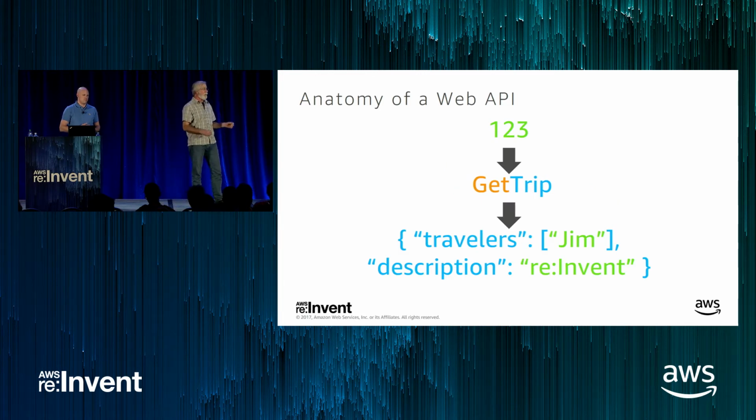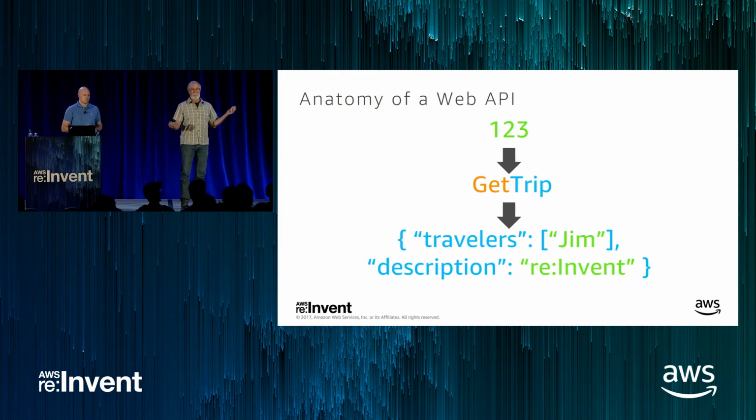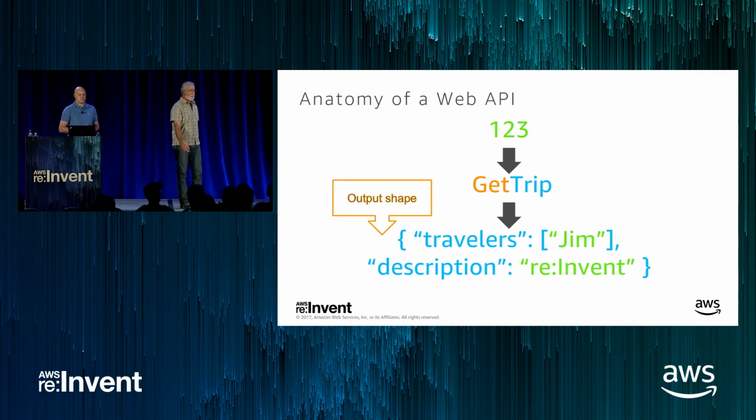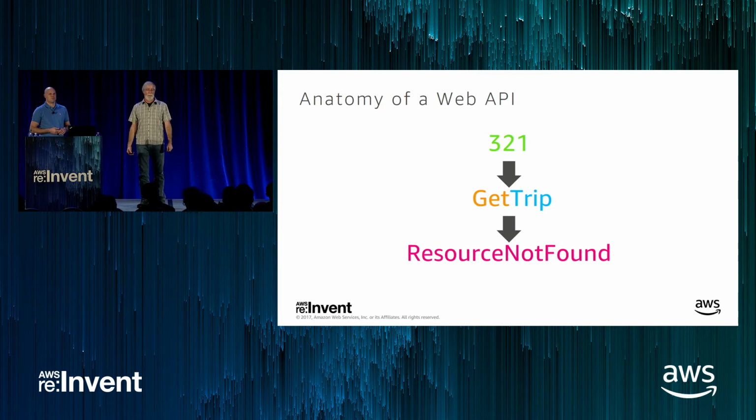Each operation is going to take some input and return some output. Either of those can be a scalar, a complex shape, or empty. So here I'm taking in a trip ID, which is a scalar integer, to get trip, and I return the trip that I'm currently on right now. This is trip 123 for me. And we call that the input shape, and then refer to the output as the output shape. Operations can also return error types, error shapes. So here, if I haven't set up trip 321, I ask for it, resource not found.